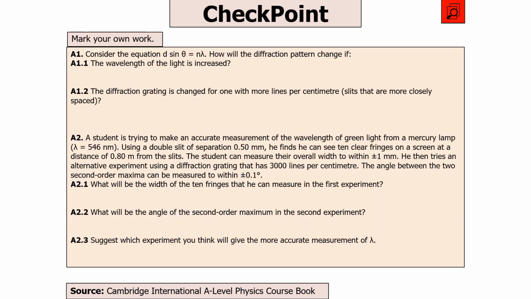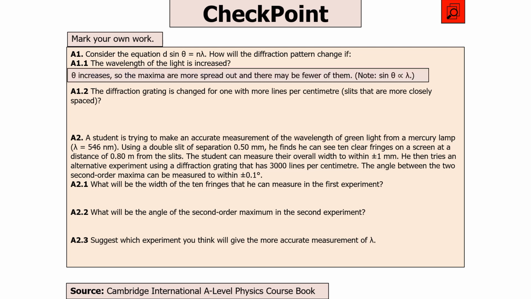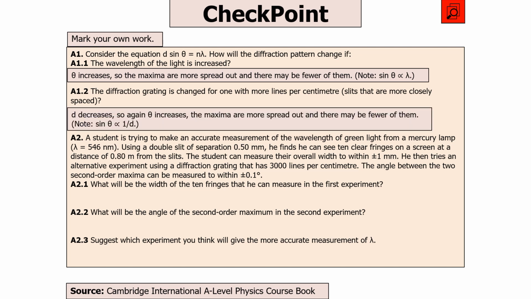Right, in the first one, we can say that d sine theta equals n lambda. So lambda is increased, so therefore theta will increase, so therefore the maxima are more spread out. In this next one, we know that d is equal to 1 over the number of lines per centimetre or per metre. So if there's more lines per metre or per centimetre, d will go down. So from the equation, theta will go up, so therefore the maxima are more spread out.